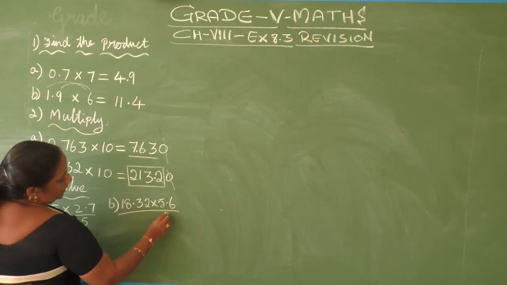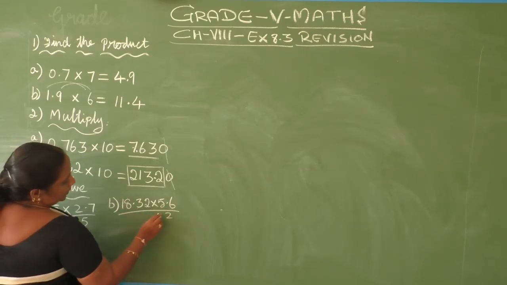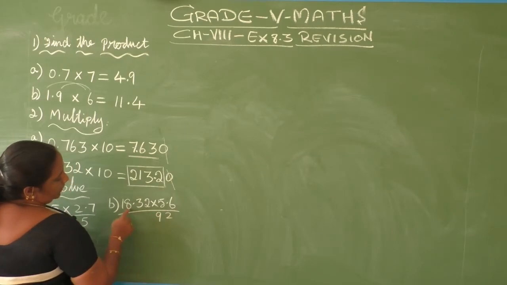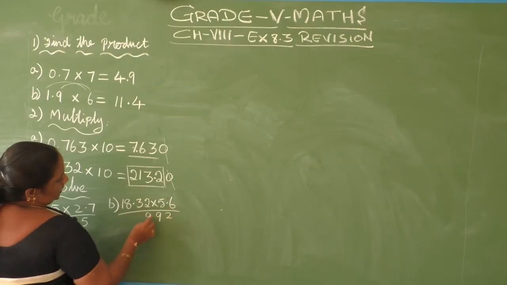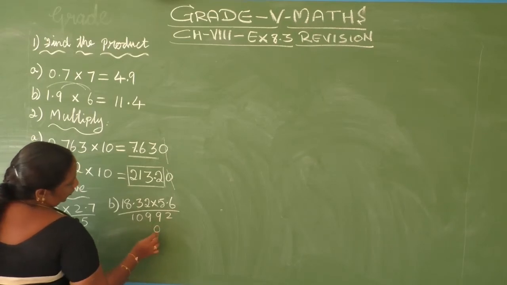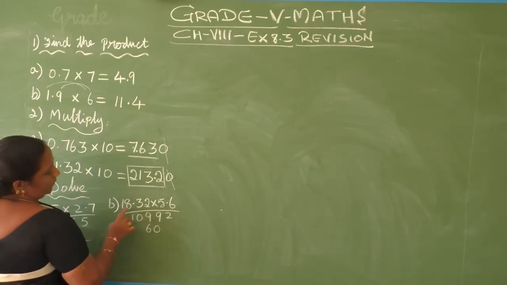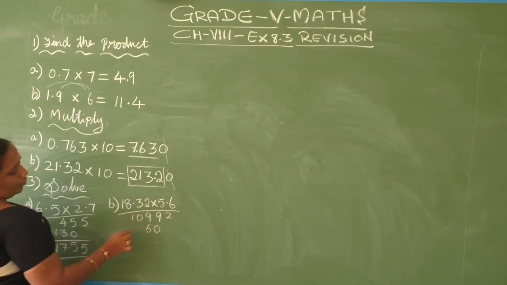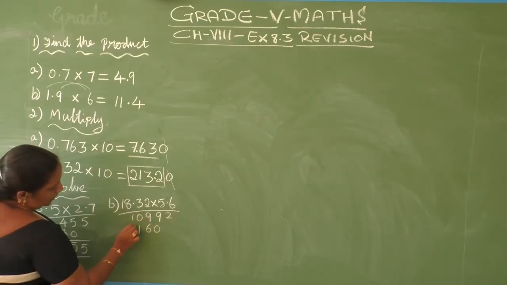Okay, 2 6s are 12, 12 means 2 remaining 1. 3 6s are 18, 18 plus 1 is 19. So 9 remaining 1. 6 8s are 48 plus 1, 49. Remaining 4. 1 6 is 6, 6 plus 4 is 10. Then 5 2s are 10, 0 remaining 1. 3 5s are 15 plus 1, 16. 6 remaining 1. 5 8s are 40, 40 plus 1, 41. 1 remaining 4. 1 5 is 5, 5 plus 1 is 9.